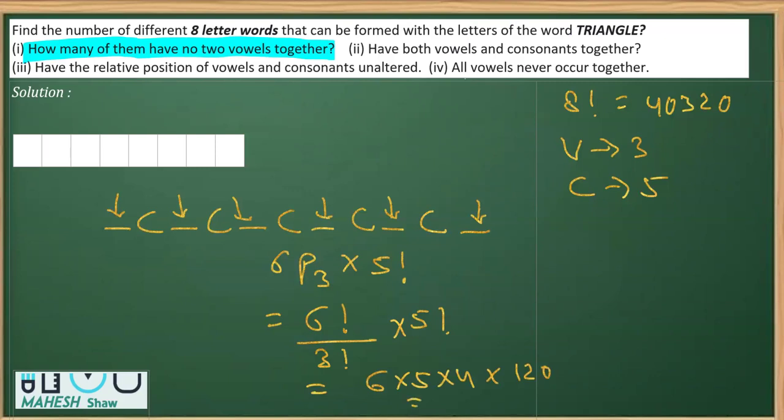So this is 6 into 5, that is 30, into 4, 120. So it's 120 into 120, which comes out to be 14400. That's the answer for the second part.